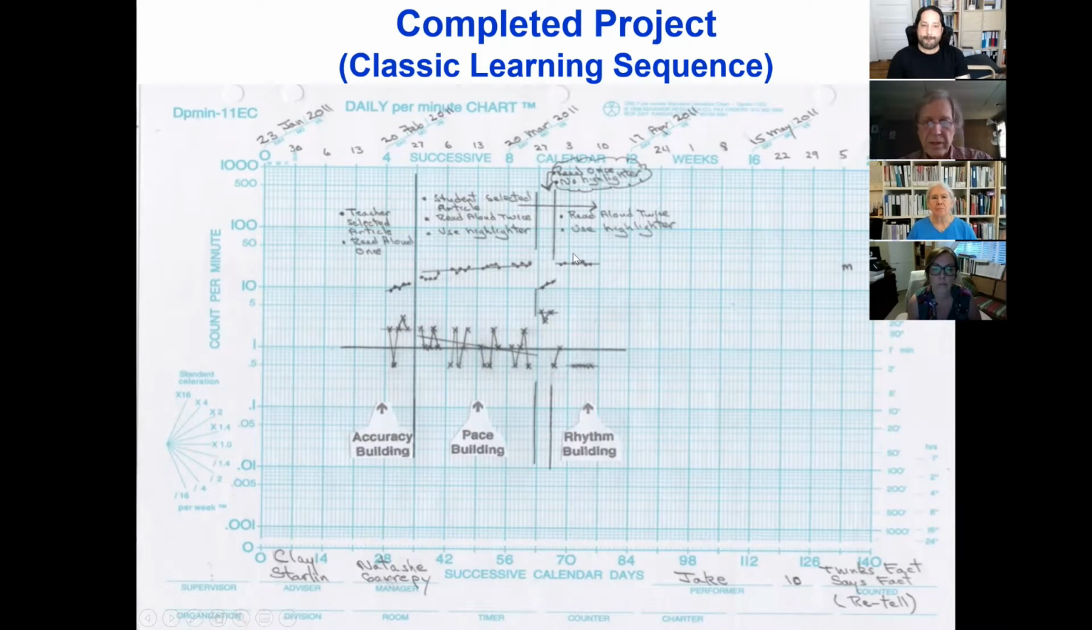So you can see that Jake is actually achieving that 3 to 5 consecutive days in the mastery correct range, and also his errors are at 0 for 3 to 5 consecutive days. So that's showing achieving the mastery criteria, including accuracy, pace, and rhythm.